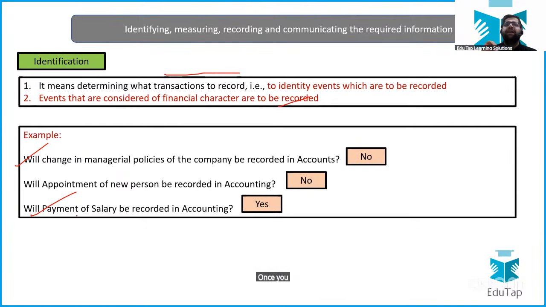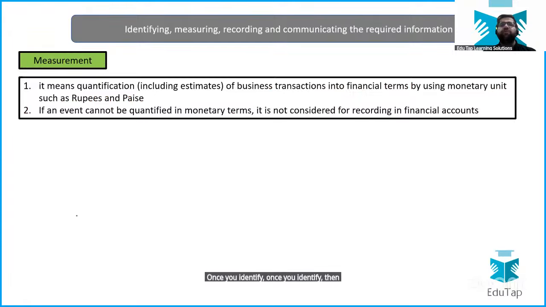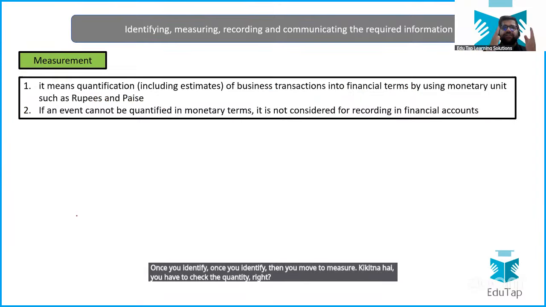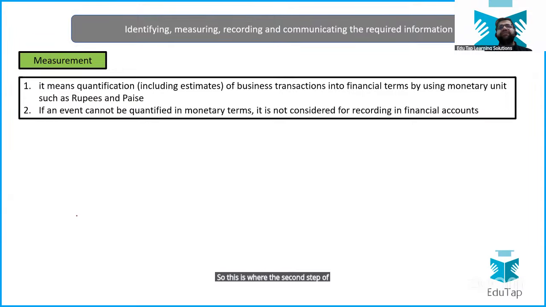Once you identify, then you move to measure. How much is it? You have to check the quantity, right? So this is where the second step of the accounting process comes into the picture. It means quantification, including estimates of business transactions. See, everything comes down to the transaction only. So first you check the transaction, right?